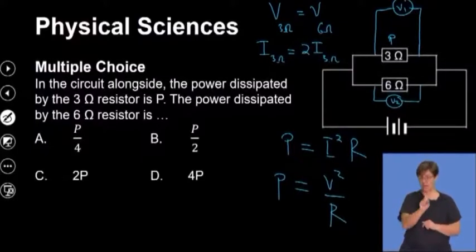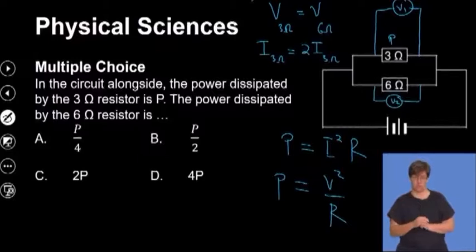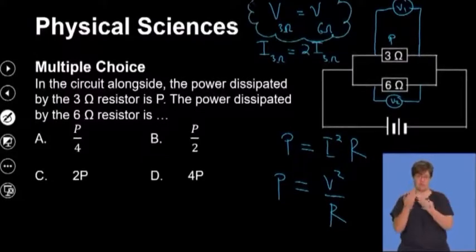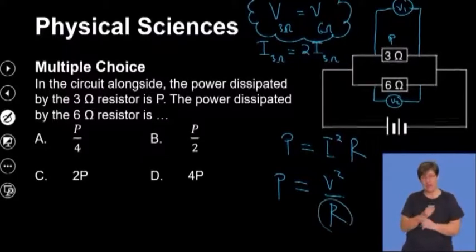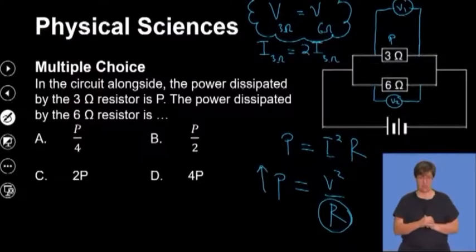You'd realize that V1 is equal to V2, based on that parallel combination of resistors. So the one that has the smallest resistance will have the greatest power for the same voltage. So if the 3 ohm resistor is P, it means for 6 ohms it should be half that, because the proportion of these two resistors is 1:2. So the 6 ohm resistor will dissipate half the power.